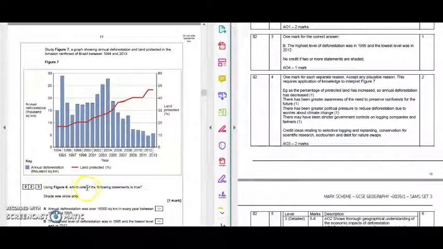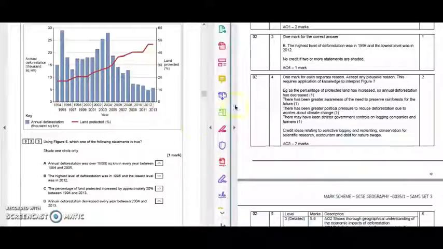2.3, using figure 6, which one of the following statements is true? Looking at the figure, you've got loads of bar charts, and this is to do with the amount of trees that are cut down, the amount of deforestation. And then you've got the red line, that is the amount of land that is protected from being cut down at all. So the correct answer here would be B. The highest level of deforestation was in 1995, and the lowest level was 2012. The bar is the smallest.